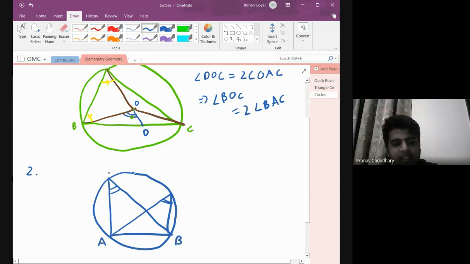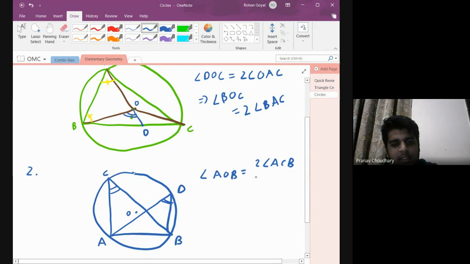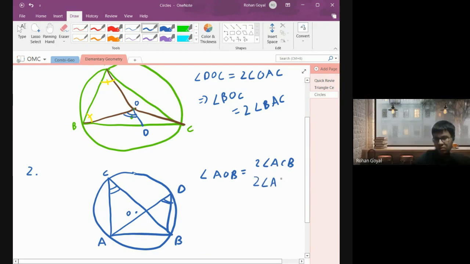We consider the center. Okay. Now using 1, we have angle AOB equal to twice of angle ACB. Good. And angle AOB is also equal to twice of angle ADB. Yes. Perfect.